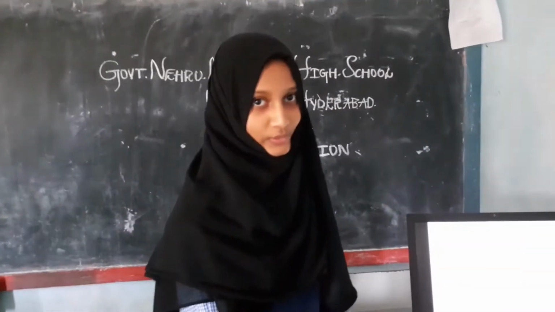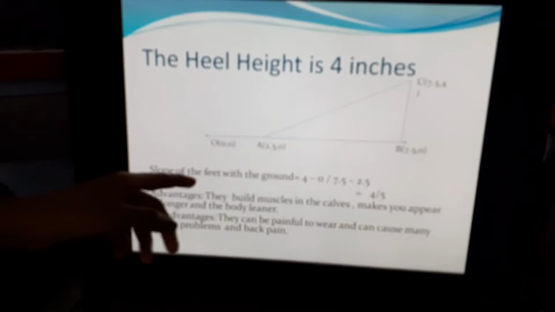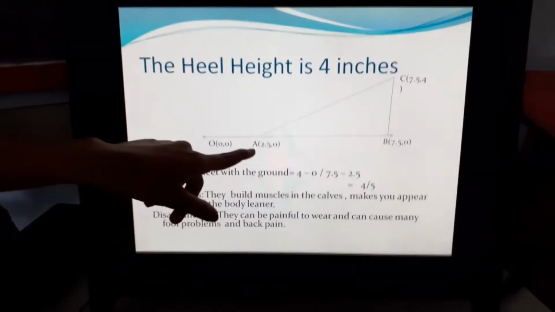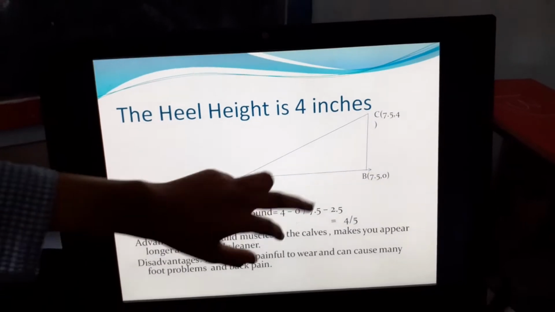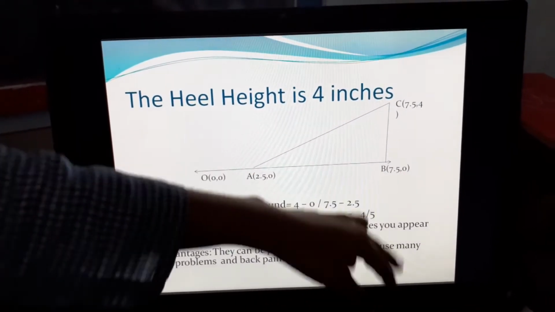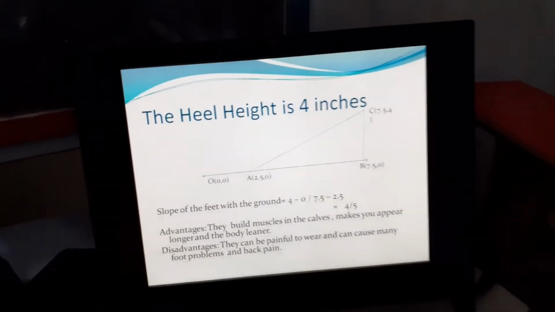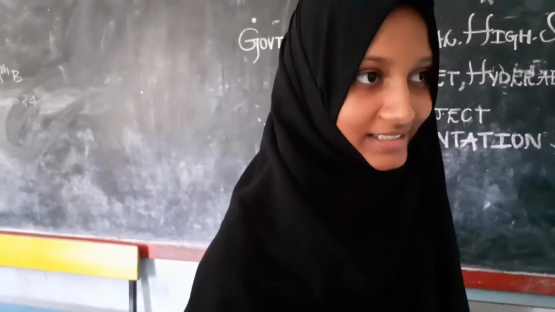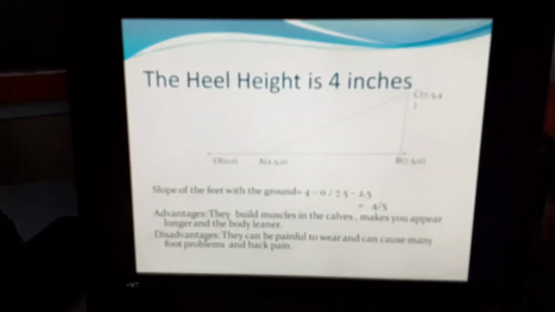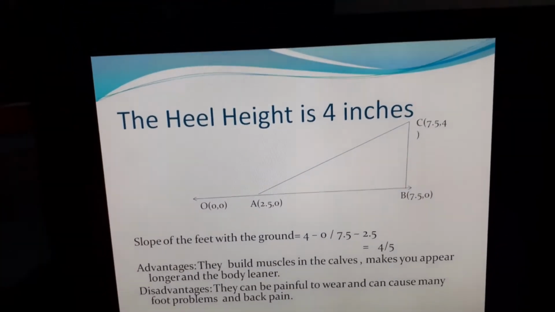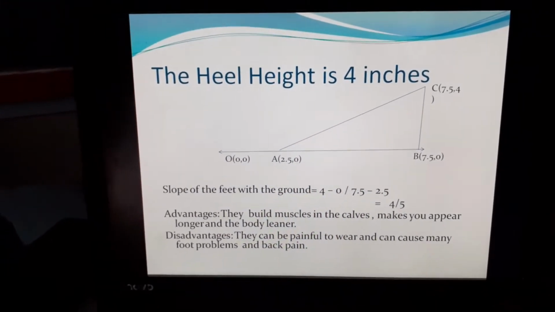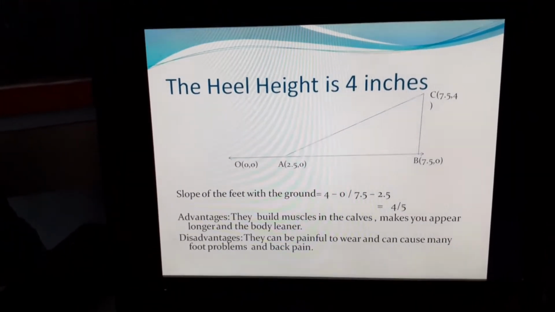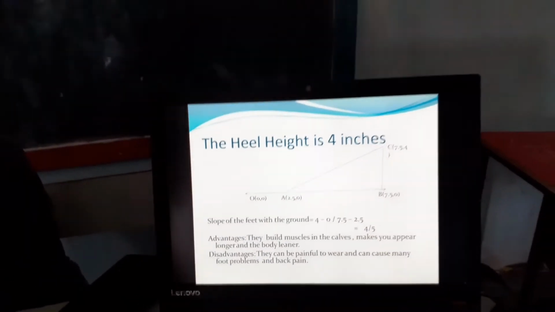When we wear footwear of 4 inch high heels, our feet rise from the ground and the slope which it makes with the ground is calculated using this figure. The toe is taken at origin and the feet is raised at the point 2.5, 0 and the height of the heel is from 7.5, 0 to 7.5, 4. The slope of the feet from the ground is calculated by y2 minus y1 by x2 minus x1, that is 4 by 5. The advantages of wearing 4 inch high heel are they build muscle in calcaneus, make leg appear longer and body leaner. The disadvantages are they can be painful to wear and sometimes difficult to walk. They cause many foot problems like lower back pain and lack of cushion.